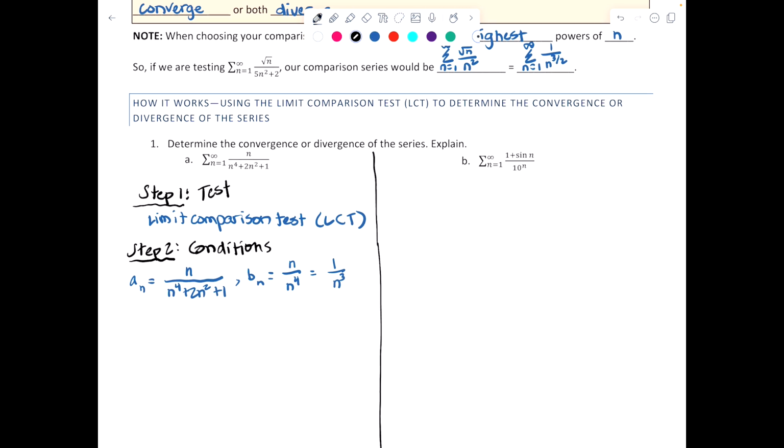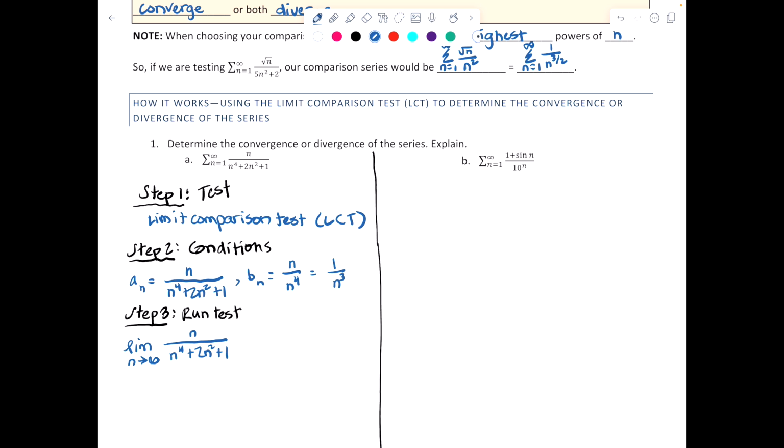So, step 3, run the test. You'll have to use your mad limit skills. Yes, I expect you to work it out. So the limit as n approaches infinity of the ratio of these sequences will be n over n to the 4th plus 2n squared plus 1.